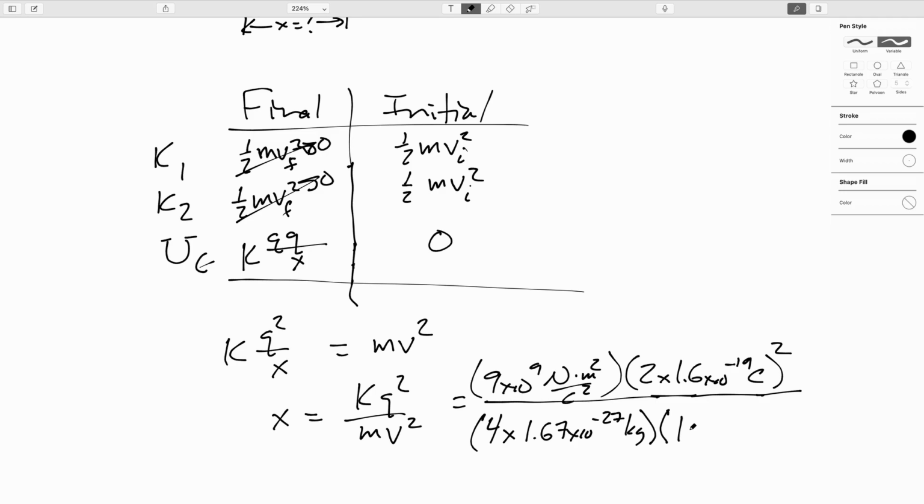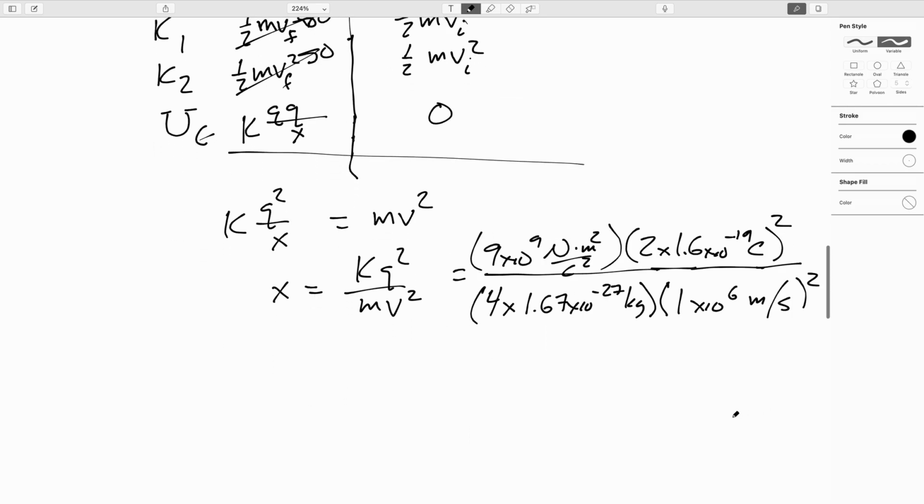And then our initial speed was 1 times 10 to the 6 meters per second, and we will square that. I promise you, when you grind through all the units, that you do indeed get meters. We can see here this Coulomb will be squared, cancels against that. We have Newton meters squared here. Remember, this will be kilogram. So the Newton is kilogram meter per second squared, so this is kilogram meters cubed per second squared. We lose 1 kilogram and 2 powers of meters and 2 powers of seconds, and we're left with 1 power of meters, and we're good.